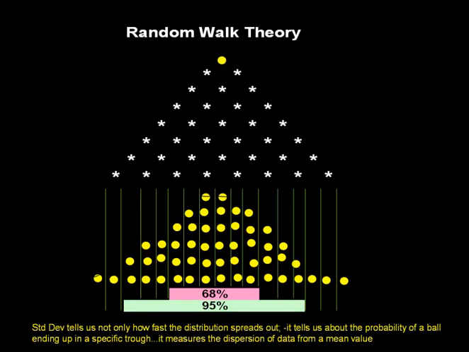Now, we talk about standard deviation. It tells us not only how fast this distribution spreads out, but it also tells us, as you can see here, the probability of the ball ending up in a specific trough. As I mentioned earlier, you've got a 68% chance of the ball ending up in one of these troughs over the course of 1 year, given a stock's certain level of volatility. You've got a 95% chance of a dispersion should the stock fall in one of these areas here.